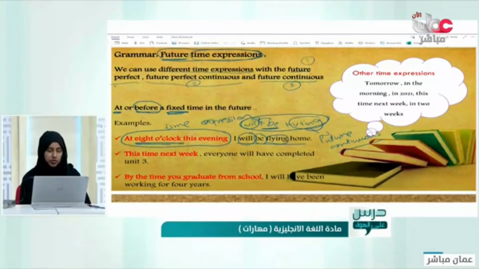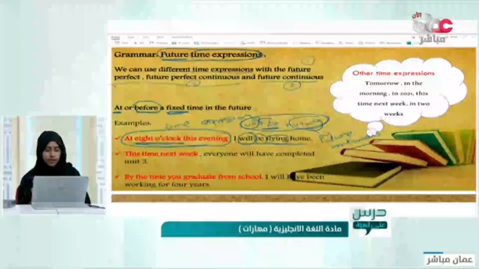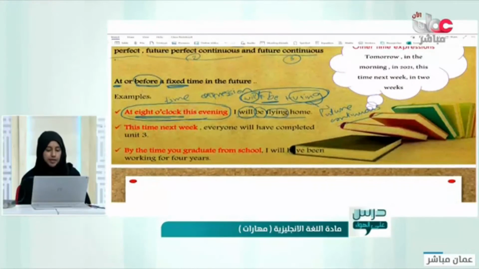So first try to understand this example, and then we will move to the practice, and I'm sure that you will answer all the questions. So at 8 o'clock this evening, I will be flying home. This is number one. Let's move to the second one.